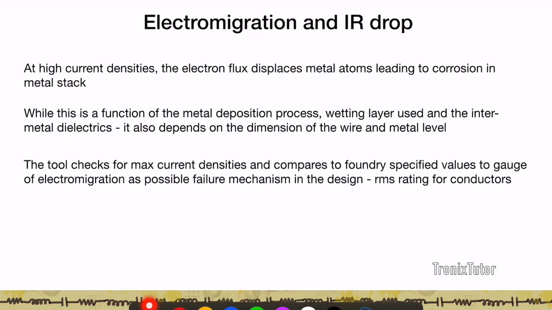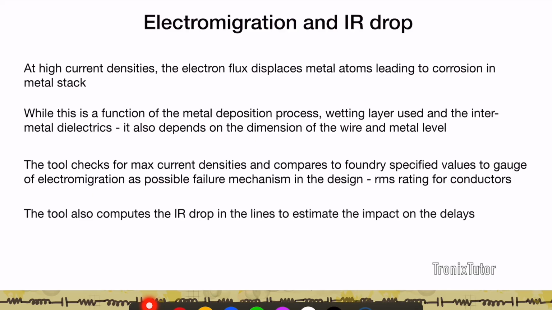And so you have an electromigration tool which is going to check for maximum current densities, and it's going to compare and check whether there is a risk of failure due to electromigration and flag it for you. So either you go in and fix it, or you figure out if there are other circuit designs that you can employ so as to reduce the effect of that electromigration.